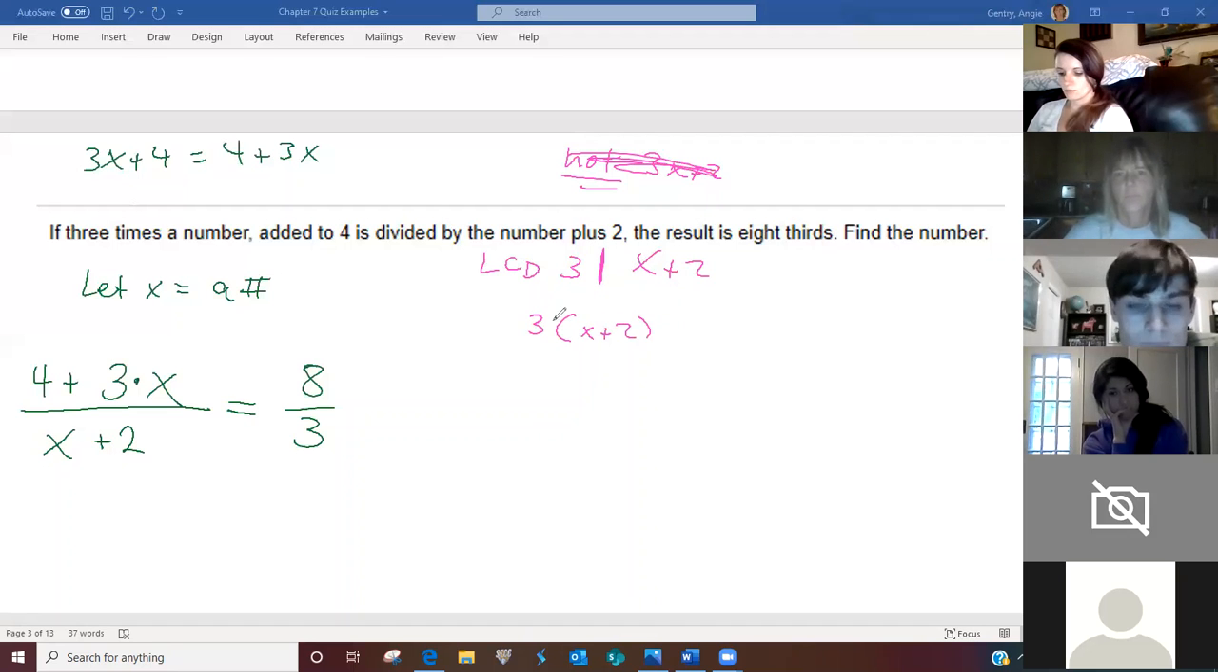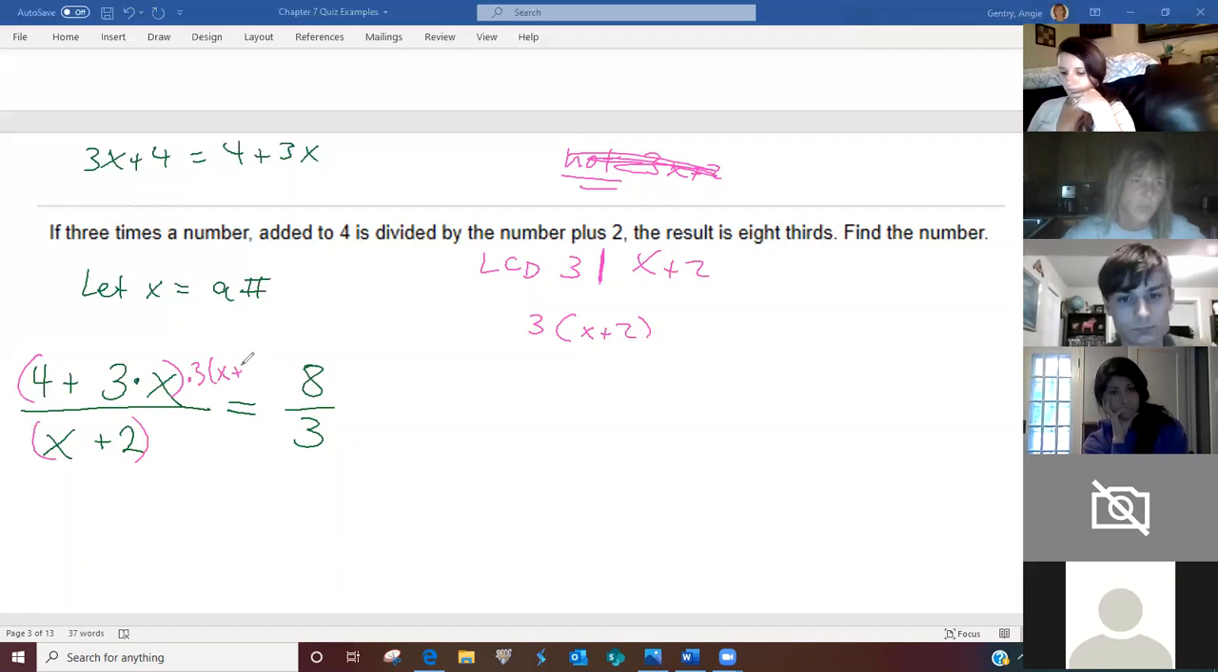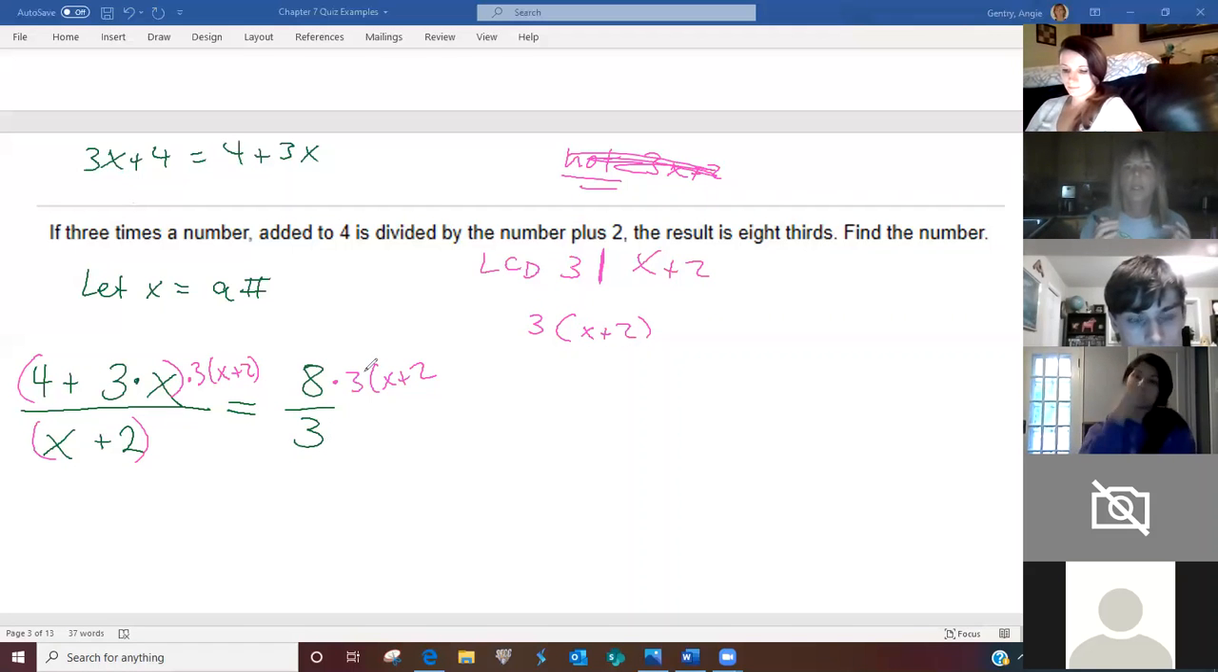Yes? This piece. So what I do is I put parentheses and I put it in each numerator. So times 3 times x plus 2, times 3 times x plus 2. And I don't do anything to the bottom. Do you understand that when we're making an equation, we're not creating the same denominator, we are getting rid of all the fractions. That's why this is called the magic trick.